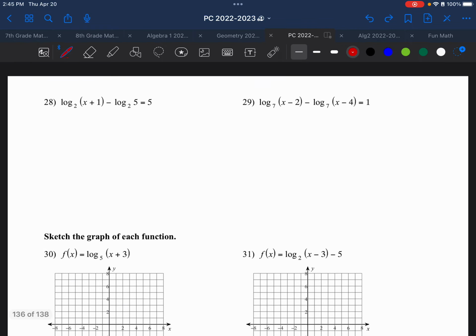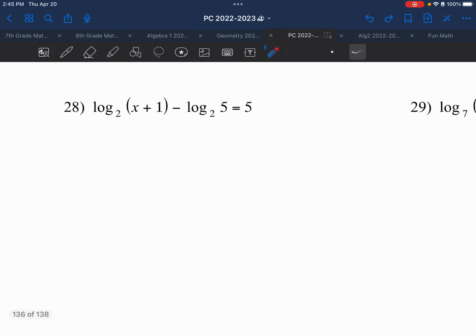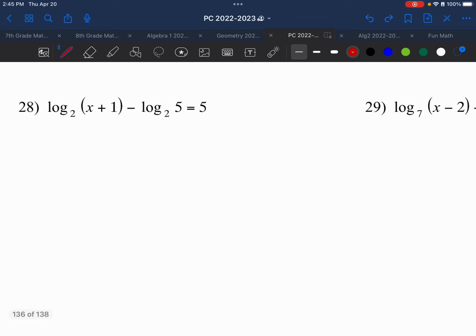Number 28. We're on to this next page. Again, kind of the same thing. If we have the outsides being subtracted, the insides are being divided. If we had, dang, I didn't do any plus sign on the practice quiz. Well, on the actual test, you might have a plus sign.